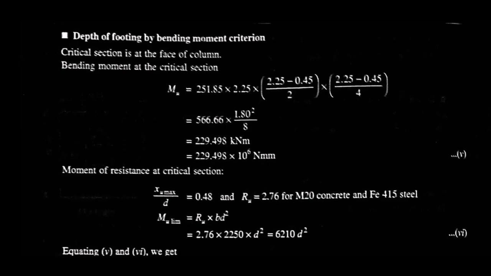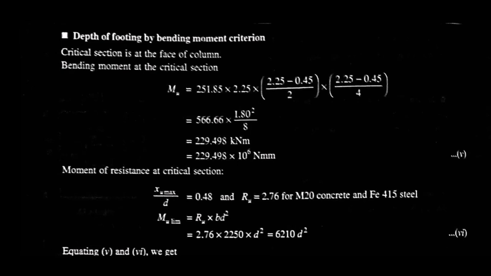251.85 into 2.25, 2 within bracket 2.25 minus 0.45 by 2 into 2.25 minus 0.45 by 4, that is equal to 566.66 into 1.80 square by 8 is equal to 229.498 kilonewton meter, that is equal to 229.498 into 10 to the power 6 Newton meter. Okay, so these all formulas I have discussed in the last video. You can check with this video and tally the formula and these values.